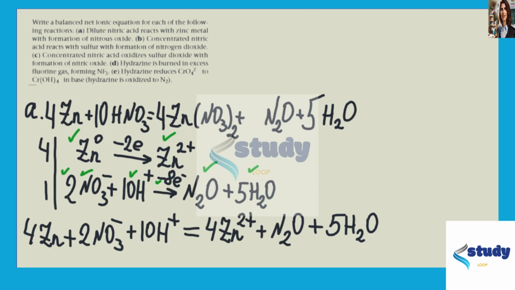To balance, we need to multiply the first row by 4, second row by 1, and then there will be 8 electrons donated and 8 electrons accepted. And when you write out everything at the bottom, that's the balanced ionic equation.